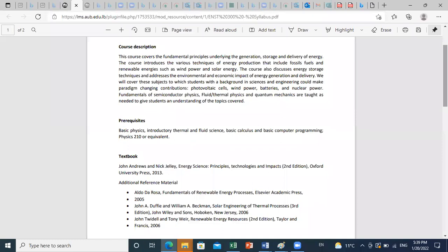So in this course, we'll discuss also energy storage techniques. It's true that we have a lot of energy, but how to use it? And sometimes if we have an excess of it, how to store it? So we'll discuss these strategies, and we will address the environmental and economical impact of energy generation and delivery.